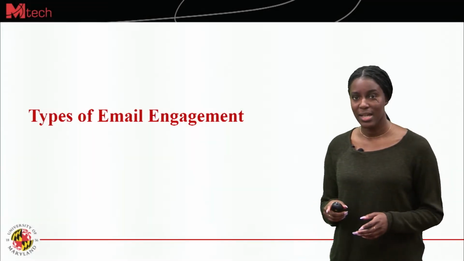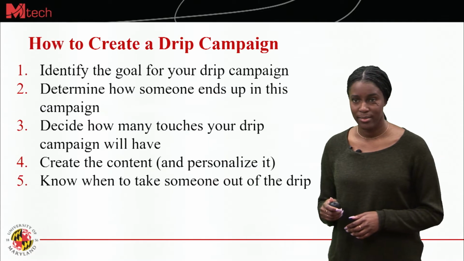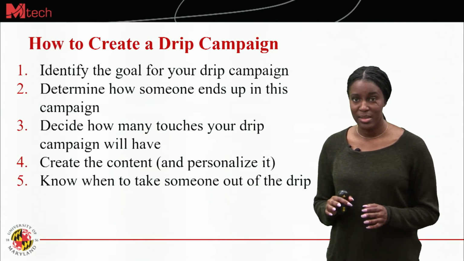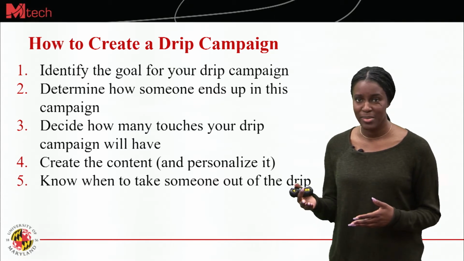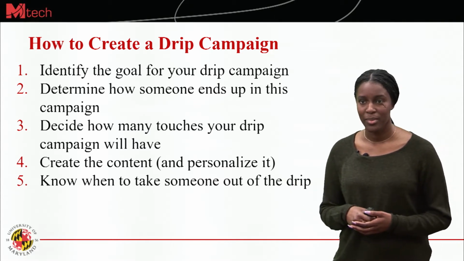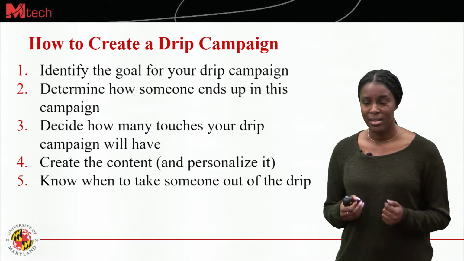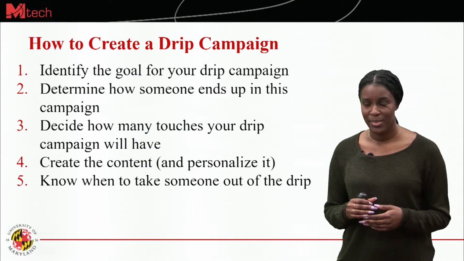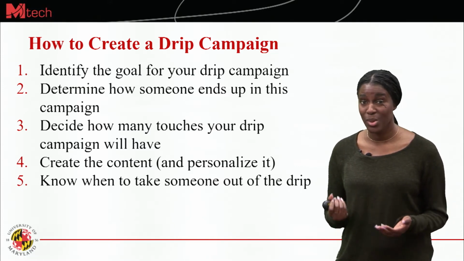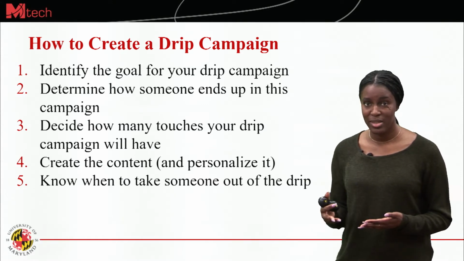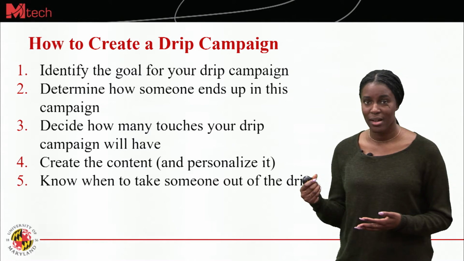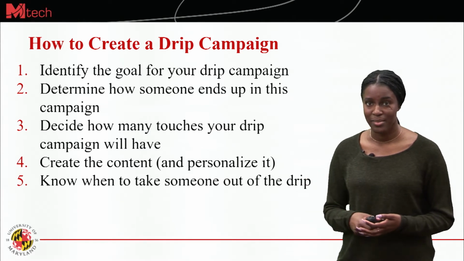Let's look at different types of email engagement. Now, email marketing or drip campaigns are automated sequential emails that you can send to the customer. In order to create one, there's 5 steps that you need to follow. The first is to identify what the goal of your email campaign is. So after the series of emails, what do you hope the customer has taken as an action?